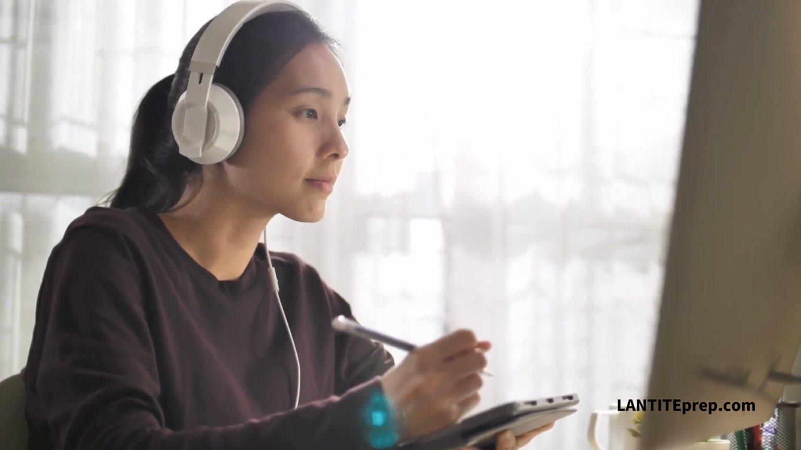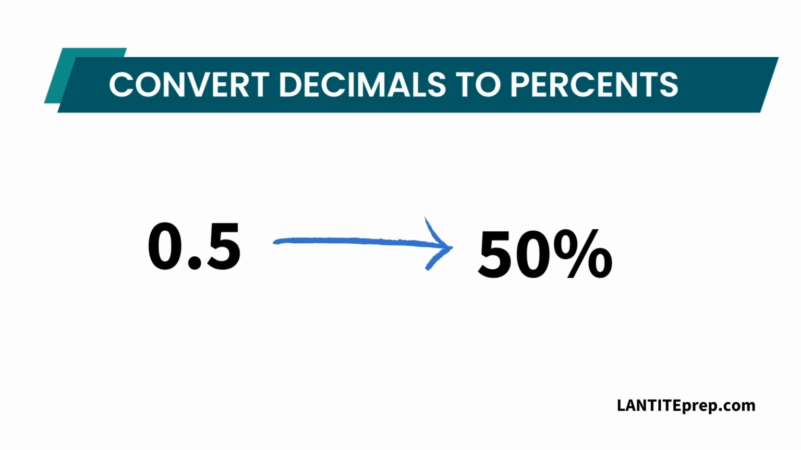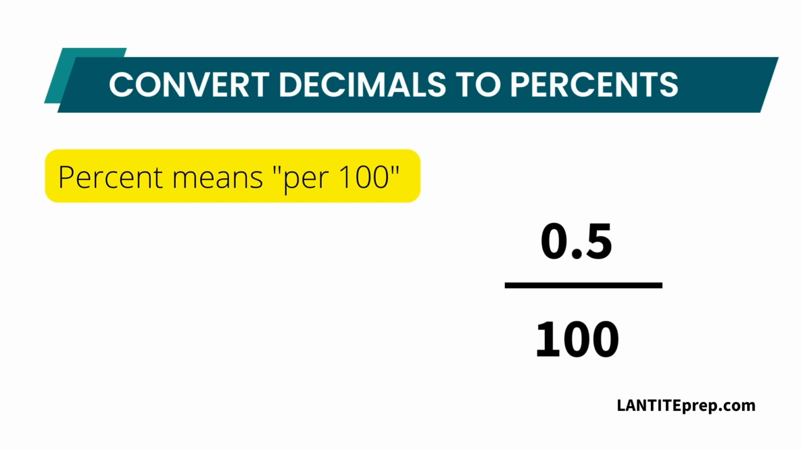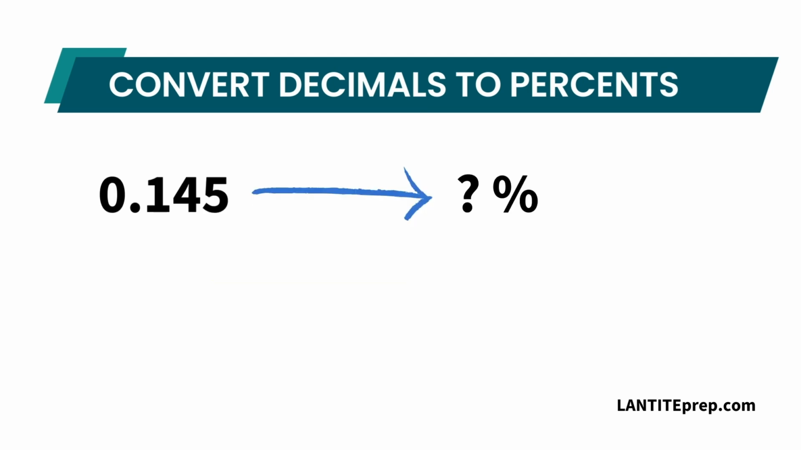Let's keep the momentum moving by giving you some practice for converting decimals to percents. To begin, let's remember that percent means per 100. So to convert decimals to percents, we'll want to multiply the decimal number by 100. Let's take a look at an example. Before we explain the solution, see if you remember how to convert, for example, 0.145 to a percent. Pause the video here and come back when you're ready for the solution.